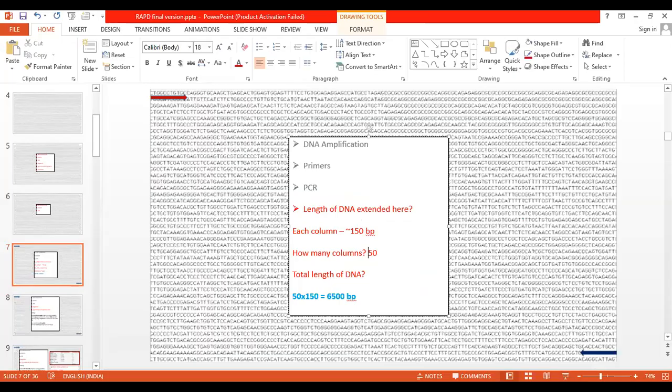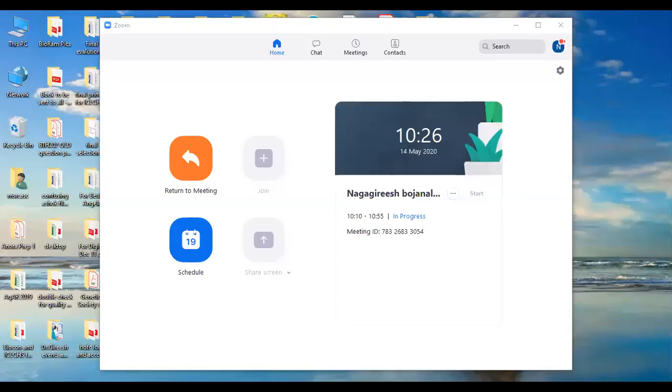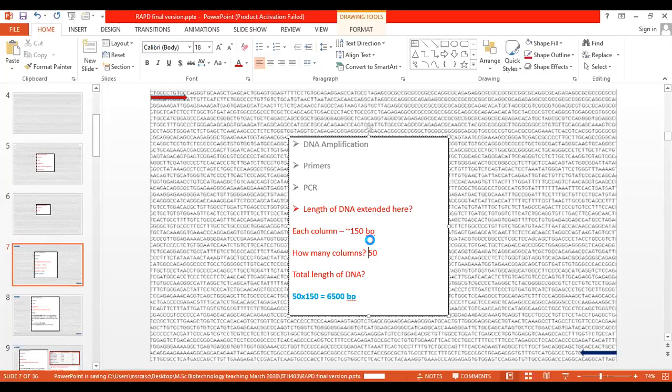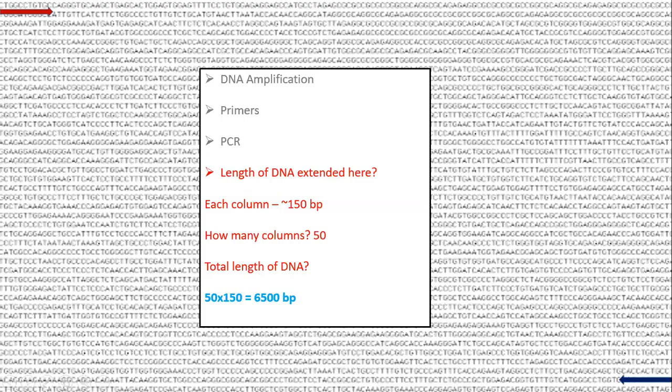Second, you are looking at a column of the 50 columns. Each column has a length of 150 nucleotides. So the total length of the DNA given here is approximately 6500 base pairs. That is the typical background slide we are looking at. I have a forward and a reverse primer. We'll see whether, if we put this in a PCR reaction, the reaction will proceed and we will get the 6500 base pairs or not.